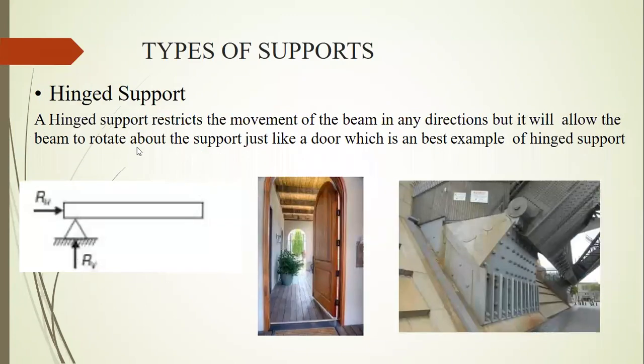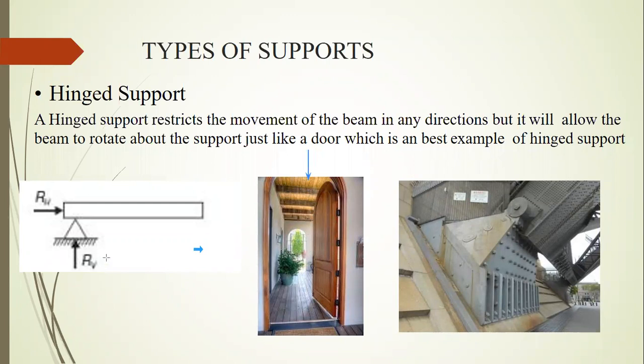In a hinged support, there will be restriction in two directions: horizontal restriction and vertical restriction. For example, the best example is your door. If this is the surface of your door, and you apply the load in this direction along the X direction, the door won't move. If you apply the load in the vertical direction also, it does not move. Suppose you apply the load in the direction perpendicular to the surface of the door, it is going to open.